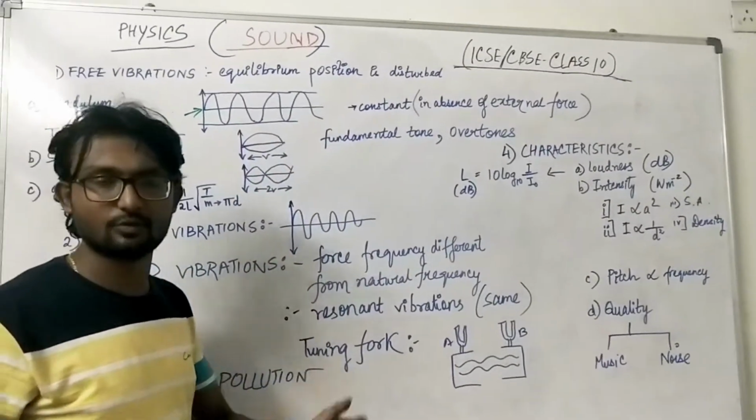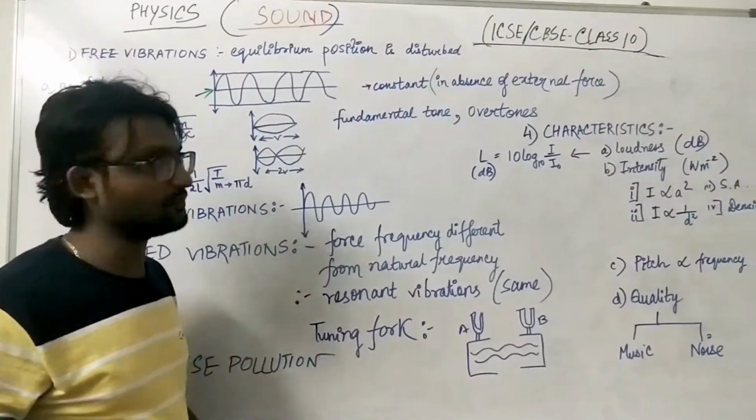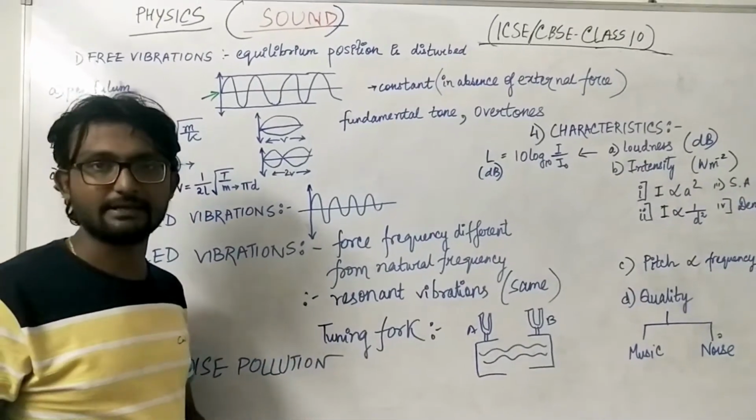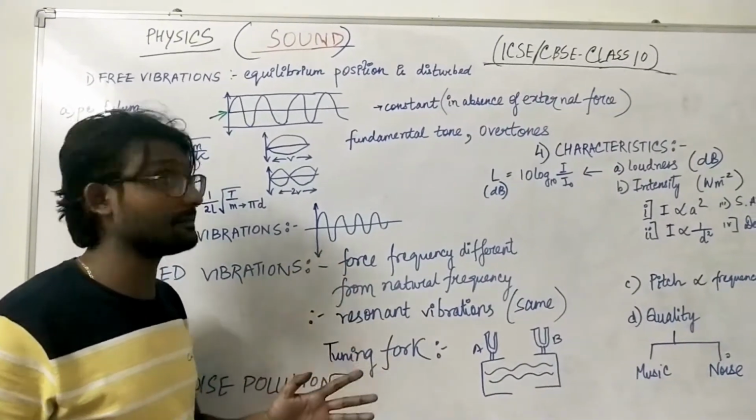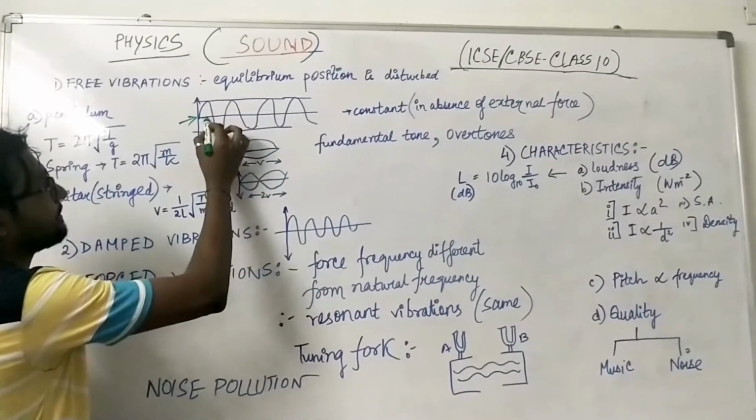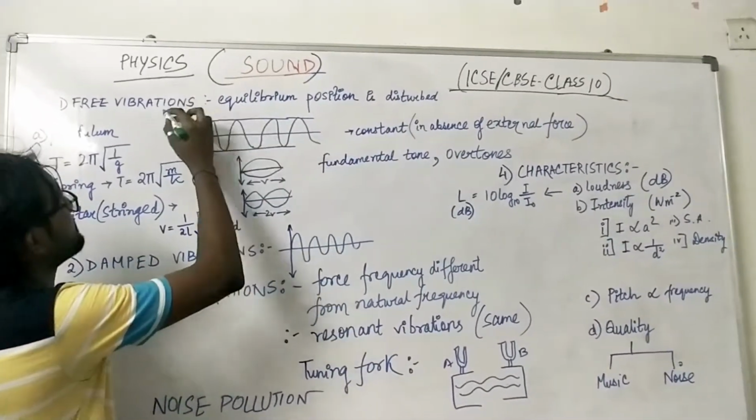As I told you, sound can move in a medium. Sound needs a medium to move. It is an exception from light. Light doesn't need a medium, but sound needs a medium. So over here, this is the equilibrium position, and it is being disturbed. So this is a free vibration.